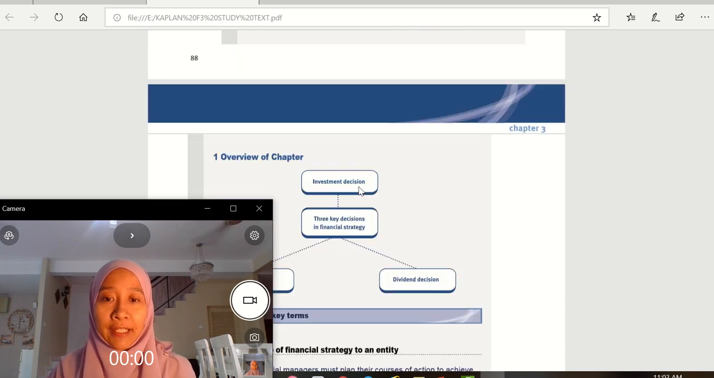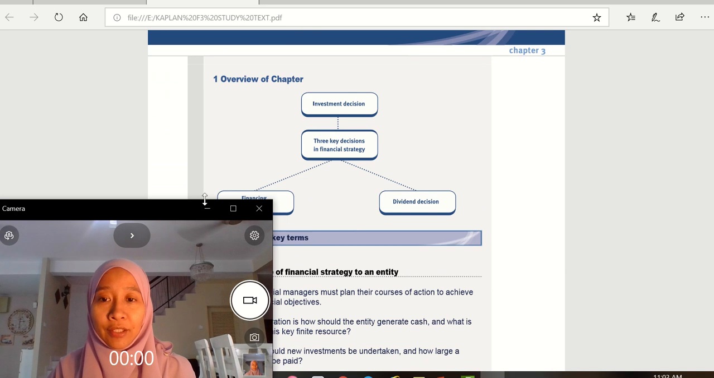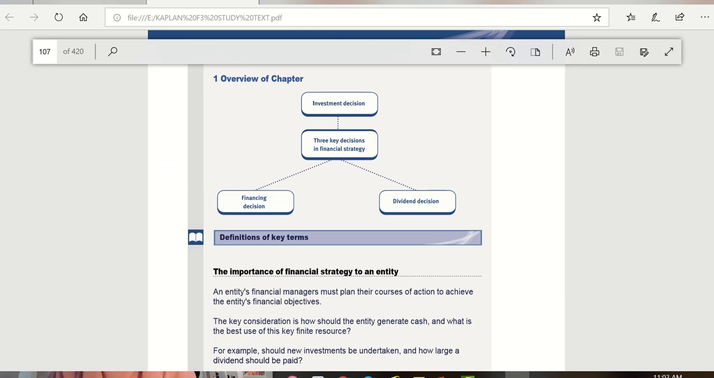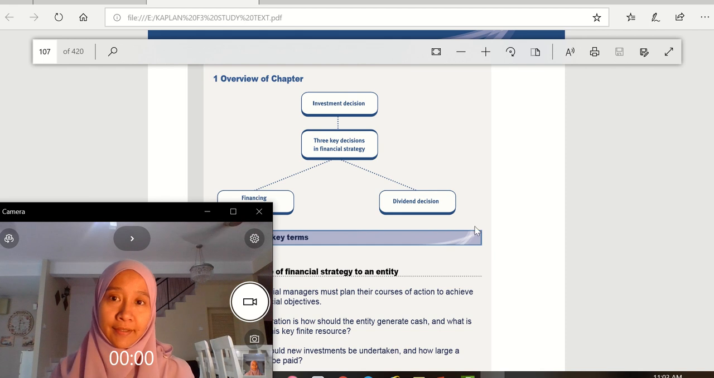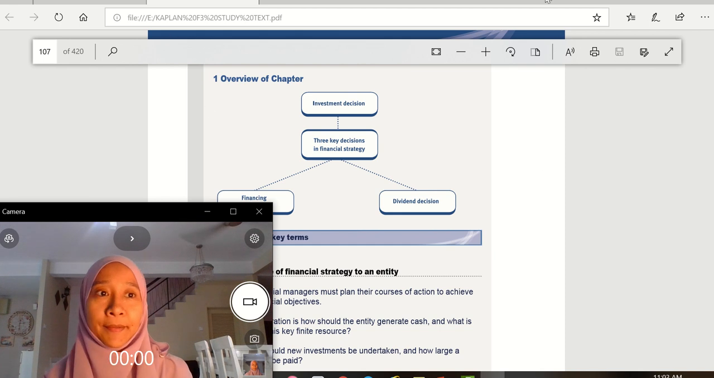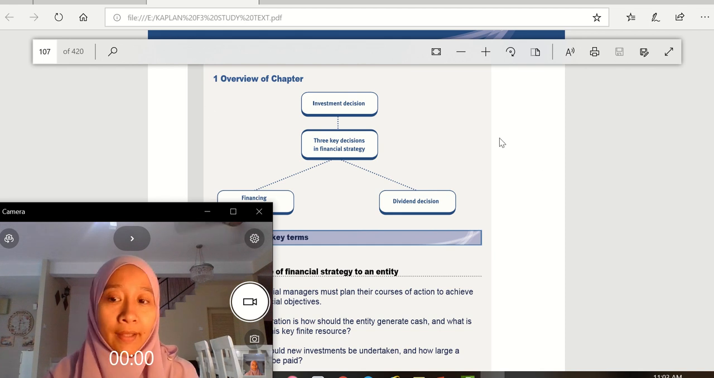As I mentioned earlier, the things that you have to study are already covered in the textbook. Now let's look at the overview of the chapter.